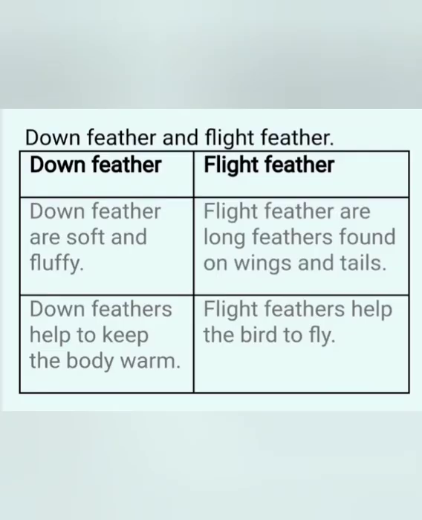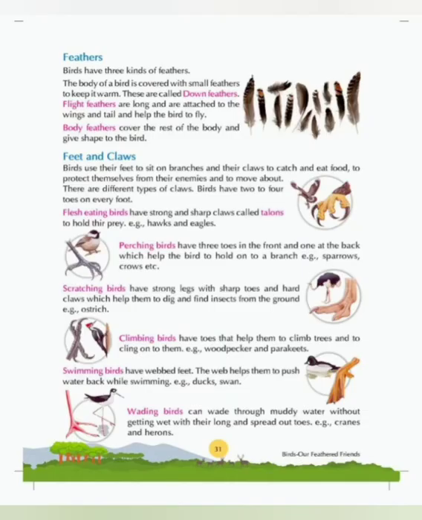So children, down feathers are small and soft feathers which keep the body of the bird warm, whereas flight feathers are long. They are found on the wings and tail. They help the bird to fly. Body feathers cover the rest of the body and they give shape to the bird.